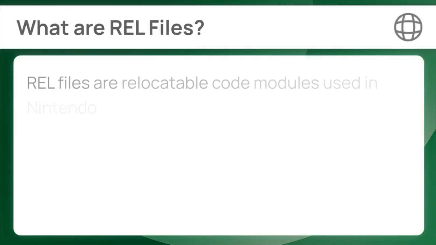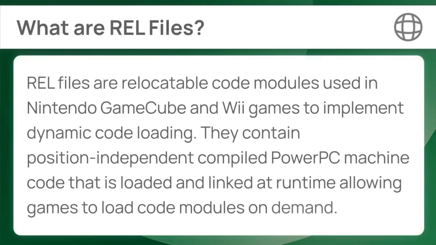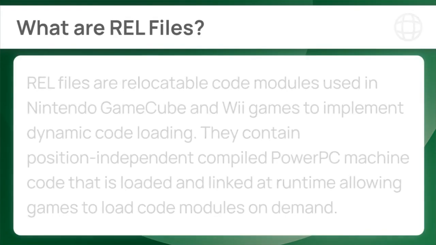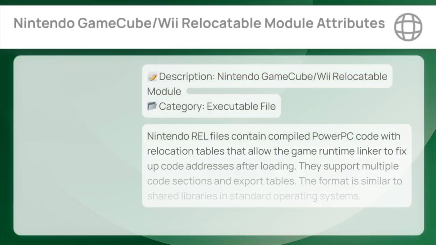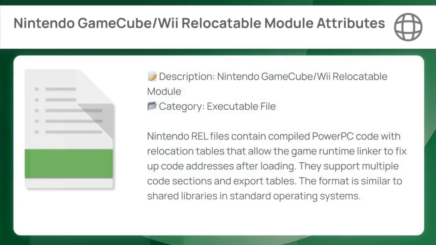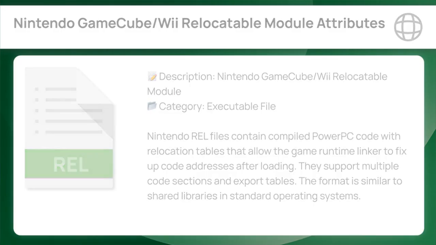REL files are relocatable code modules used in Nintendo GameCube and Wii games to implement dynamic code loading. They contain position-independent compiled PowerPC machine code that is loaded and linked at runtime, allowing games to load code modules on demand. Nintendo REL files contain compiled PowerPC code with relocation tables that allow the game runtime linker to fix up code addresses after loading. They support multiple code sections and export tables. The format is similar to shared libraries in standard operating systems.